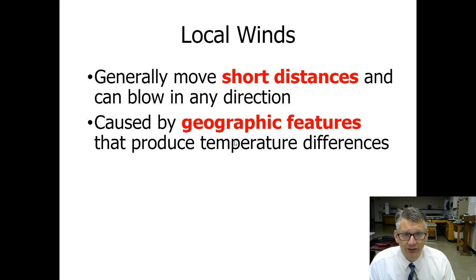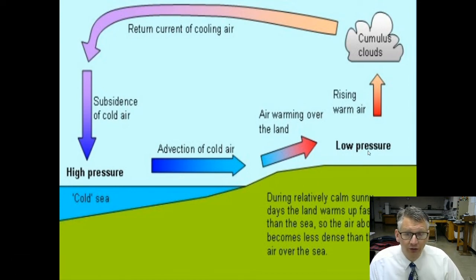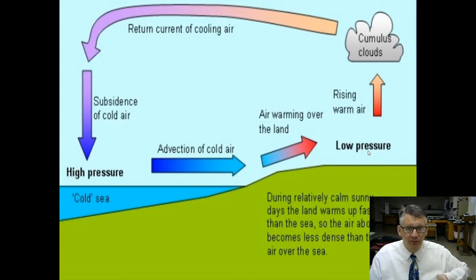And we have local winds. Local winds are going to be short distance winds, and they are created by geographic features. This shows a convection cell with a low pressure over the land. So as the air goes up over the land, that tells us that the land must be warmer. So if the land is warmer, that means this is during the day. So during the day on the land, the air goes up, goes out over the ocean, sinks, and comes back in. This is going to be an ocean breeze, or a sea breeze, more often called, because it comes from the sea.